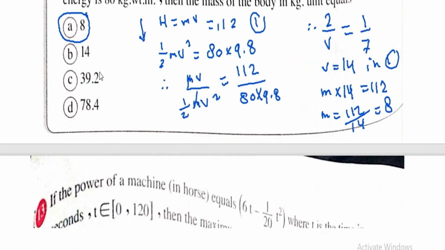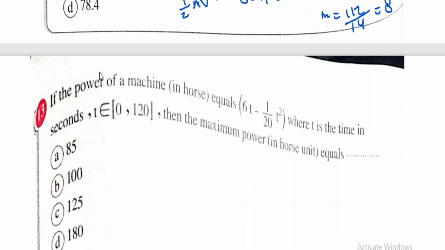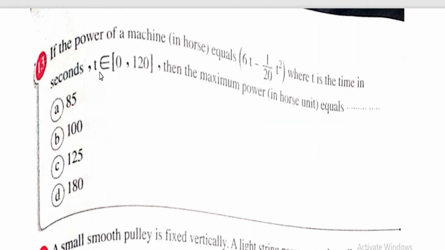Number 13. The power of a machine in horse equals 6t minus 1 over 20 t square, where t is the time in second, where t belongs to the closed interval from 0 to 120. Then find the maximum power. Look carefully at this function. It is a function from the second degree, so it is up and down because the coefficient of t square is negative. If we graph it, we will get a function like this. The maximum value is at the vertex. We can find the vertex, as we studied before.